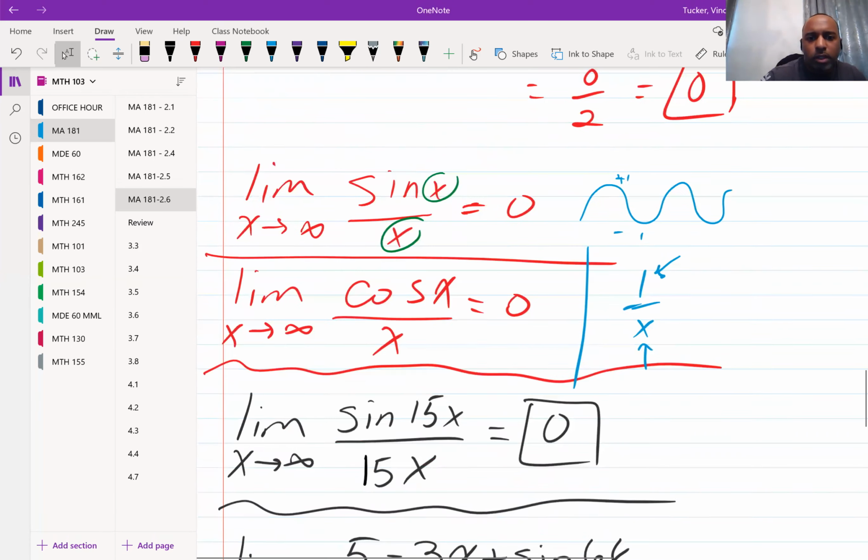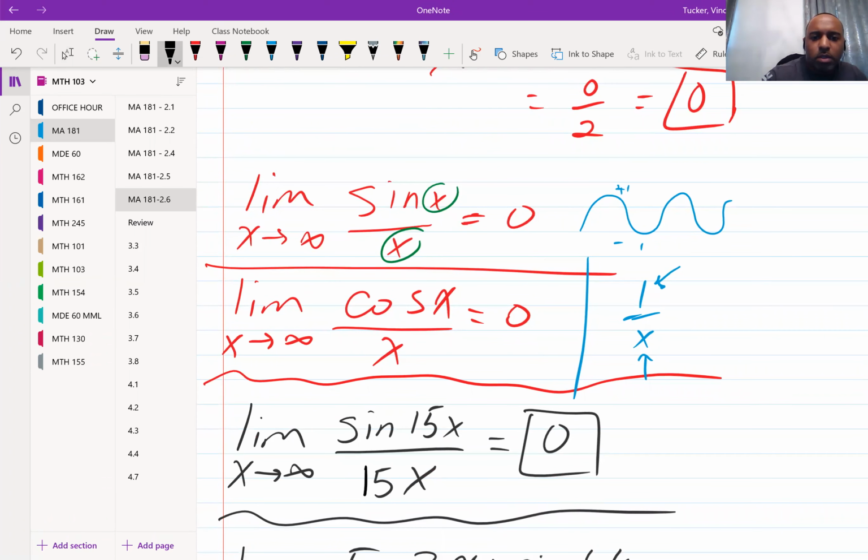Oh, okay, got you. So I don't necessarily need this 1. Right, because we're going to infinity. I don't need that to be 15. I forgot we were going to infinity. So bottom line, if we're going to infinity, that's going to be the same thing. It's going to get so large that it's not going to matter.